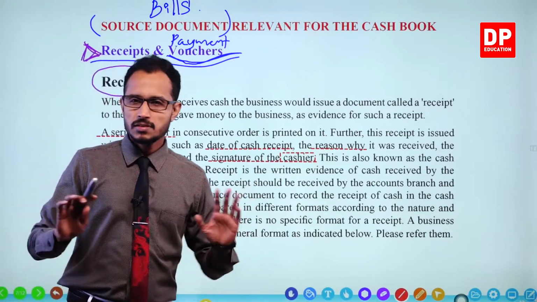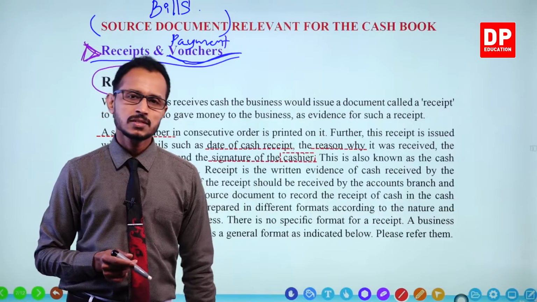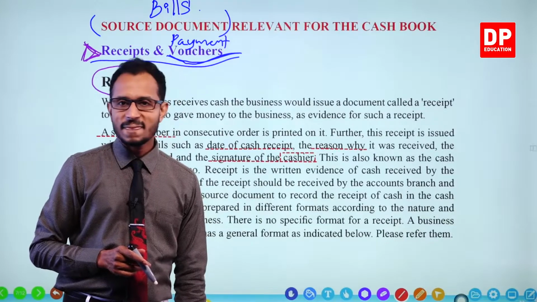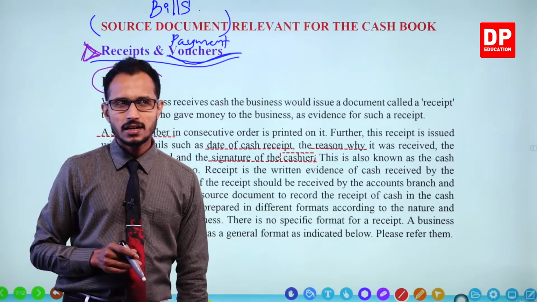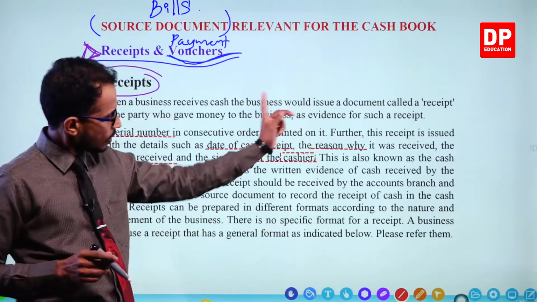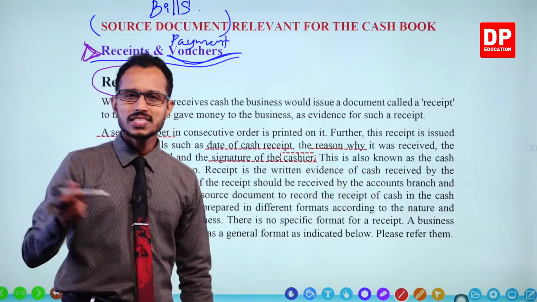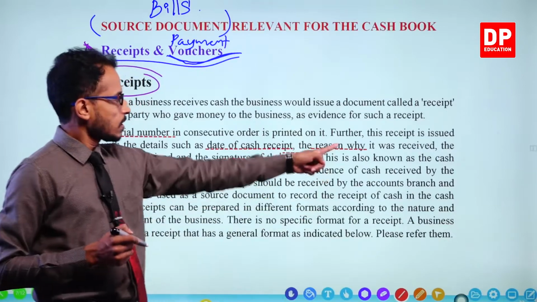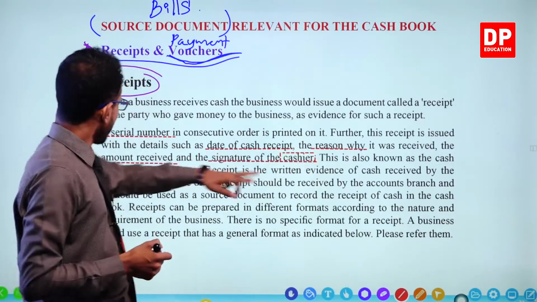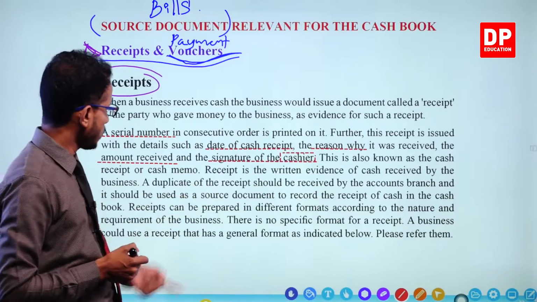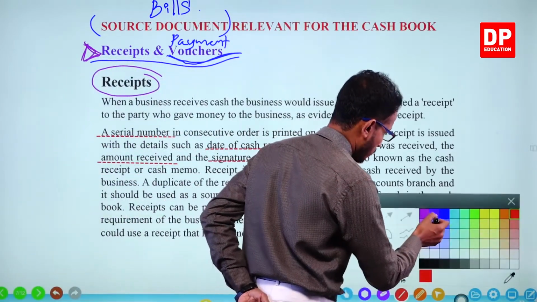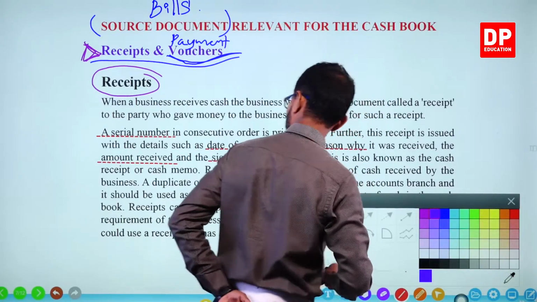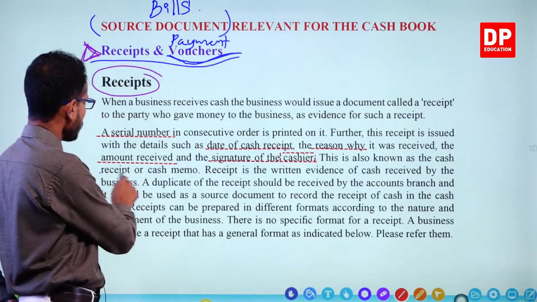Well, in supermarkets, children, they don't sign the receipt. There is no signature on the receipt. It is just a printed receipt. No signature is required. But in most businesses, receipts are signed by the cashier. And this is also known as the cash receipt or cash memo. That's another name for receipts.